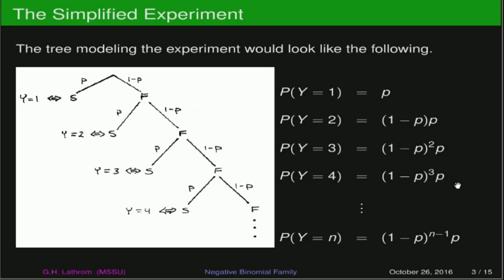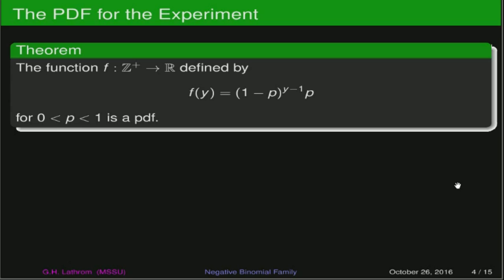And so now let's look at the PDF for this experiment. We claim that the function f from the positive integers into the real numbers, defined by f of y equals (1 minus p) to the y minus 1 times p, where p is a value between 0 and 1, is going to be a probability density function. So what we need to do is just check that it satisfies the requirements.